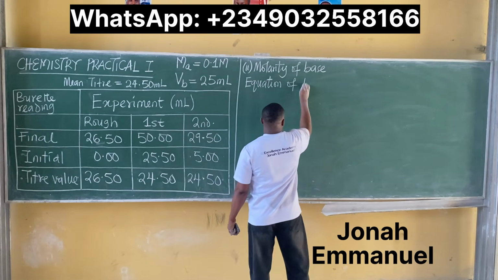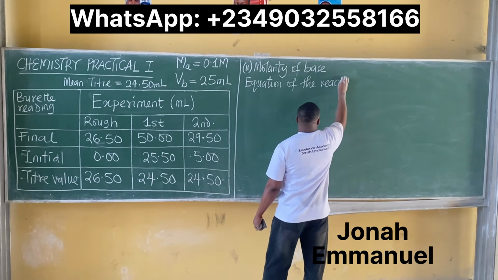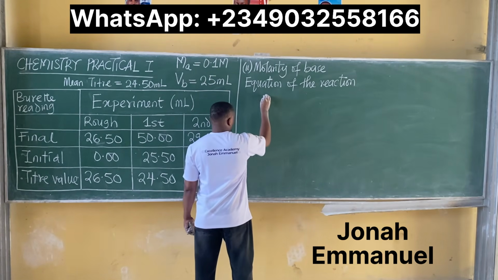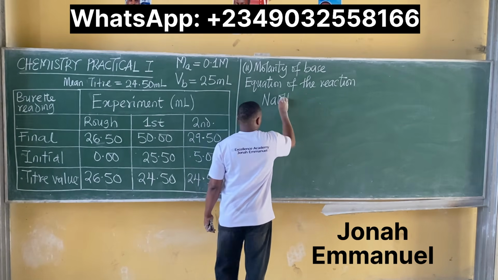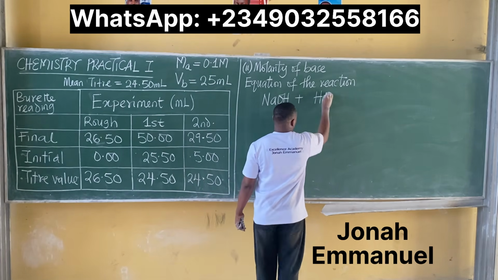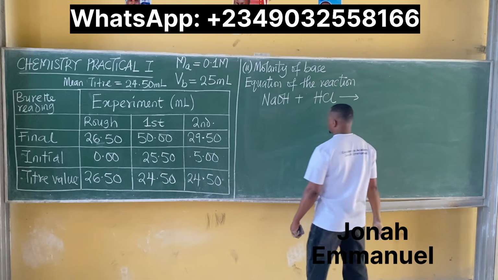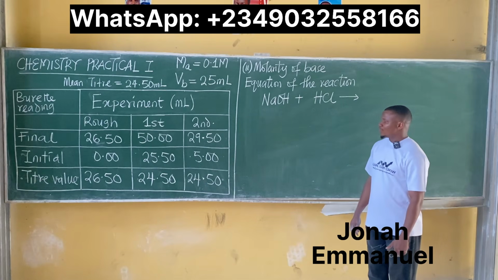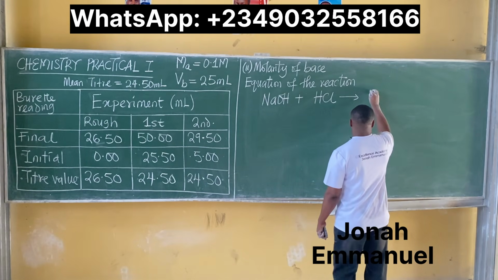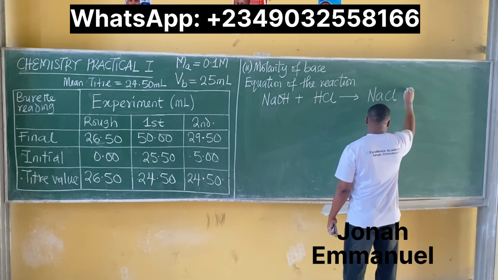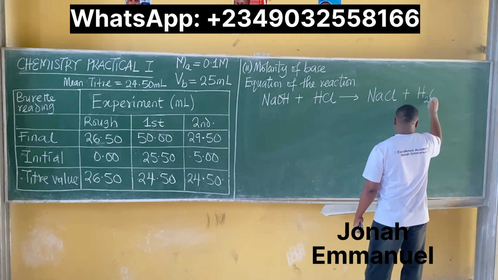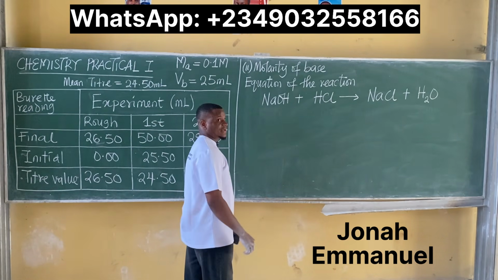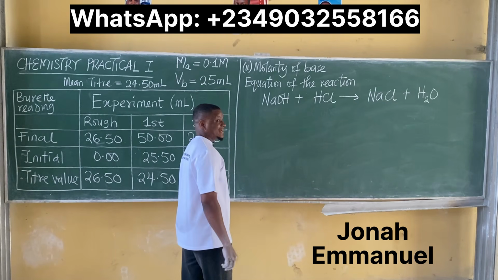For the equation of the reaction, we have the base, sodium hydroxide, combined with the acid, hydrochloric acid, to give you salt and water. This is a neutralization reaction, where acid combines with base to give you salt and water. The salt formed here is sodium chloride, table salt, plus H2O, water. Looking at this, we can see that the number of moles of each of the elements is balanced, so we have a balanced equation of the reaction.